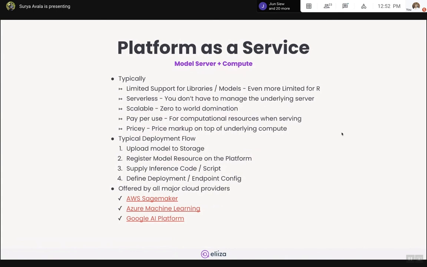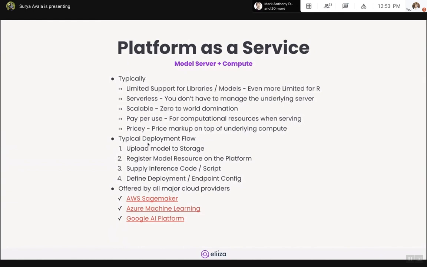managing those computational resources. They're often pricey if you look at the price. So there is often a price markup for the underlying compute. For example, if you look at SageMaker, we would have to select an instance type. If you look at a particular instance type in SageMaker, it's usually a bit more marked up. The price is a bit more marked up compared to a similar EC2 instance, for example.